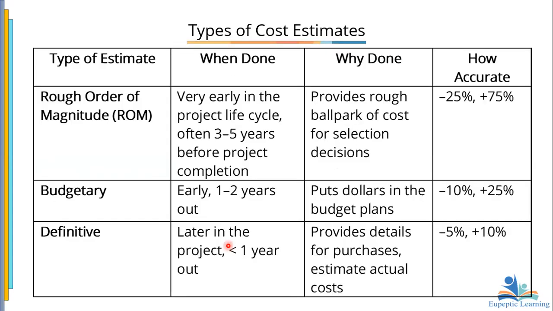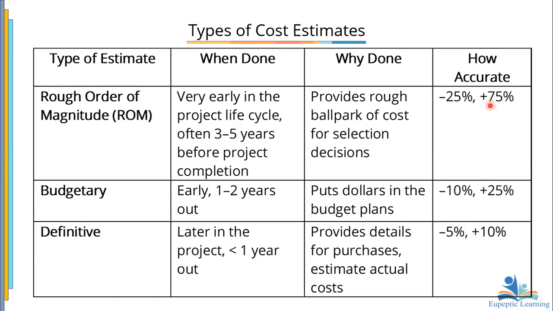Types of cost estimate. Rough order of magnitude, which we usually call ROM. Budgetary and definitive. When do we use them, and why do we use them, and how accurate? Please look at this slide. These figures appear in the exams.